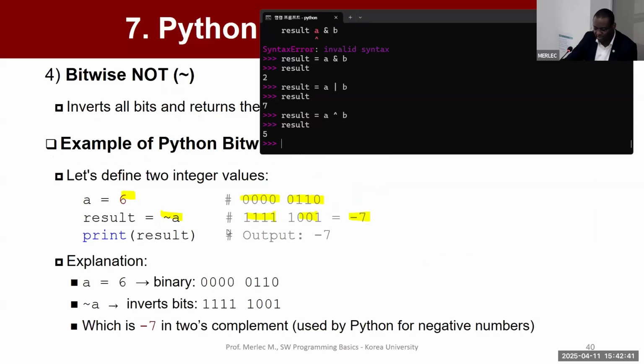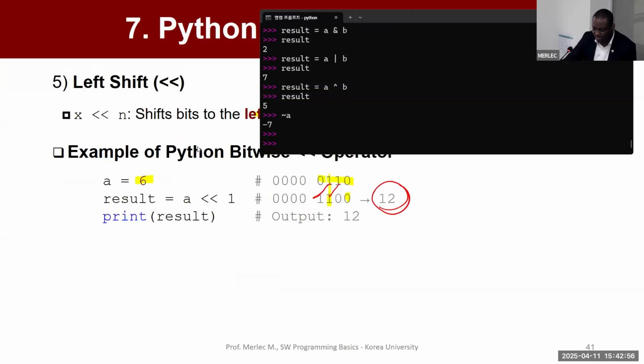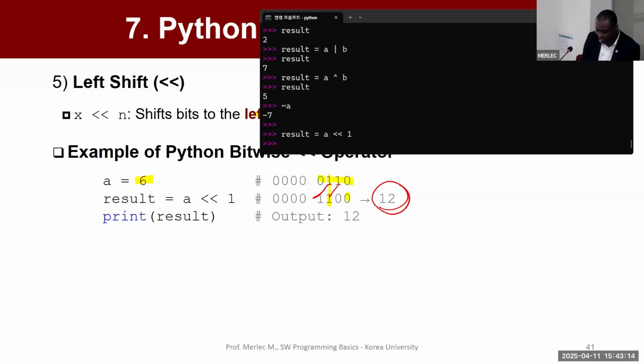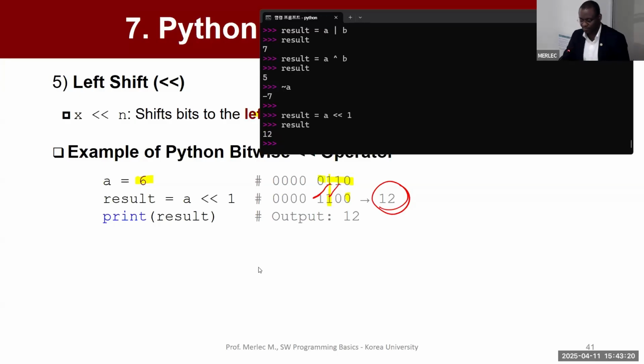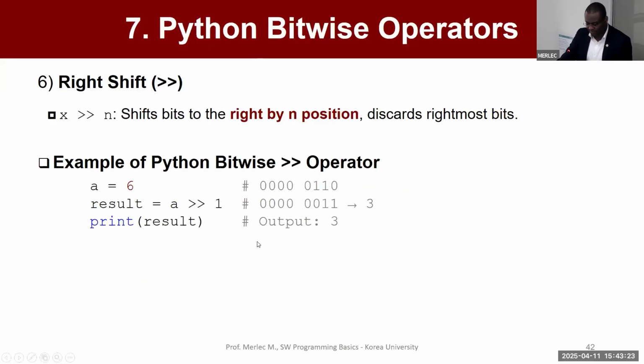I didn't test this one. This one was -7. It's correct. I already explained that. Now let me check the bitwise operator shift with A. So I have A, I have this shift 1, and then the result will be 12. Yeah, that's correct.